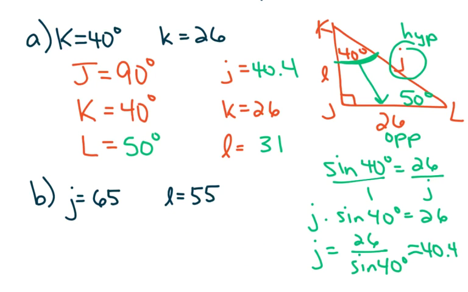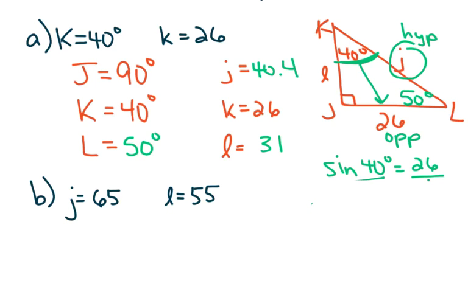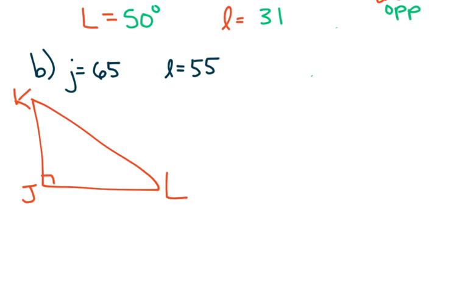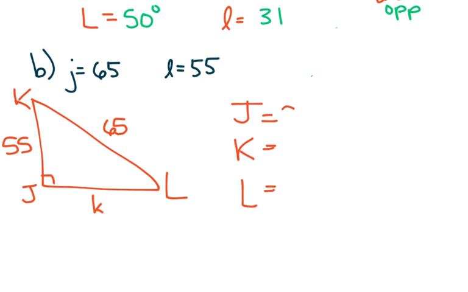Now, let's do this again. I'm going to erase a little bit just to get it out of my way. Here's my triangle. Here was J, K, and L. This time, all I am given is that J is 65, L is 55, and I don't know anything else. So J, K, L, little j, little k, and little l. I start by filling out this chart with what I do know.